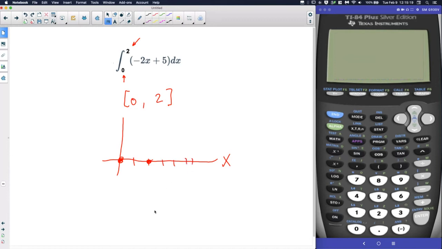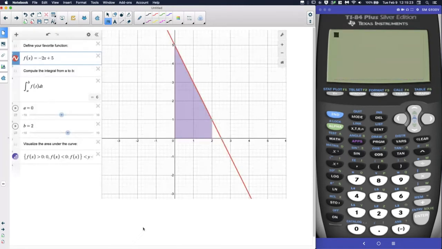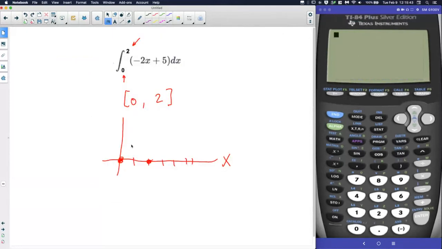So if we actually draw the graph, I'm going to show you what I mean by that. I actually drew it for you right here. So this red line is the graph of negative 2x plus 5. What's shaded in purple is your antiderivative, your integration. What you're doing, the integration, is finding the area under the curve or the area under the line. And to prove that, we're going to find the antiderivative from 0 to 2.